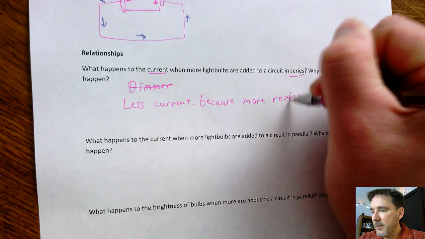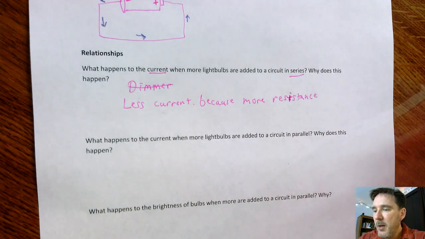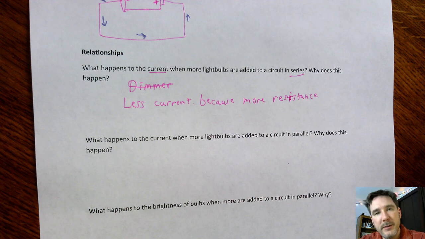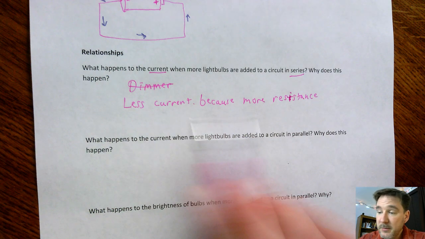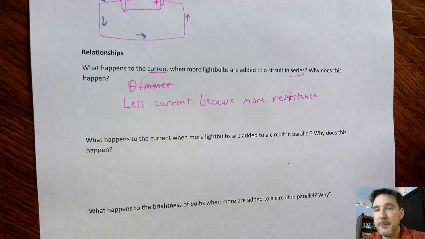What I get for talking and trying to write at the same time. It doesn't work. So there's less current because there's more resistance. And because there's less current, you're going to have dimmer light bulbs.